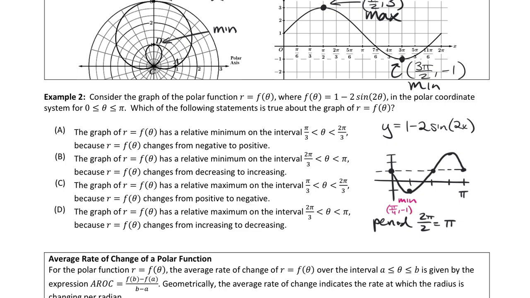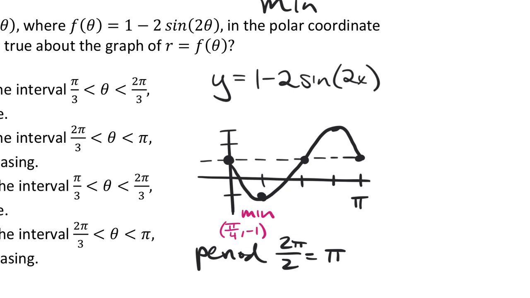How did we get pi over 4? I know I wrote that really small. I'm sorry, I'll zoom in. This is pi now split into 4 pieces. So this is pi over 4, which means what's this? 2 pi over 4, which is pi over 2. What's this one? And that's where our maximum value is, correct? We have a maximum value at 3 pi over 4, comma, 1.